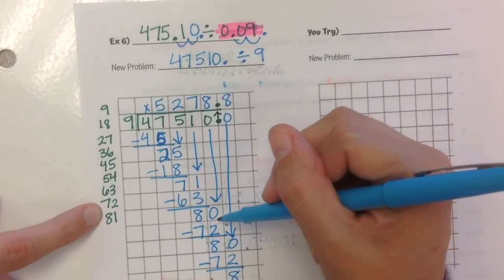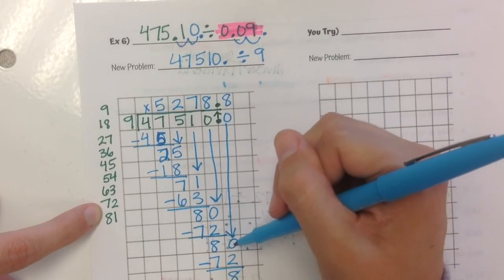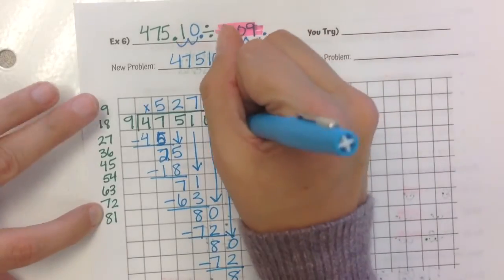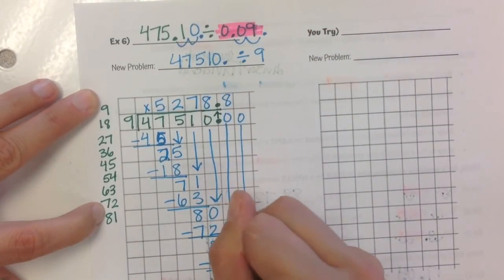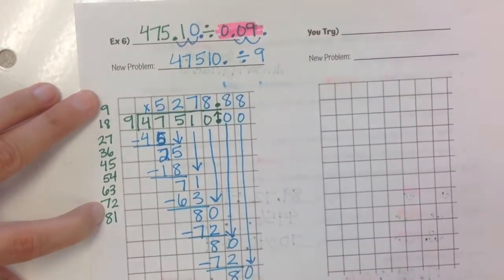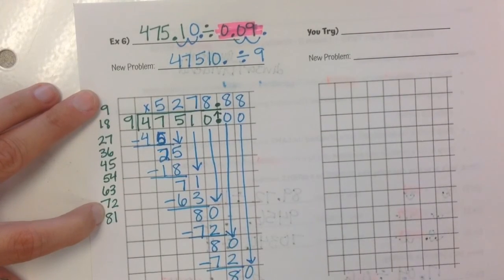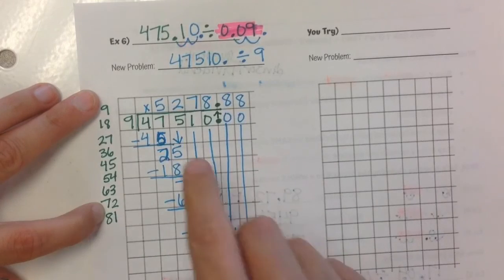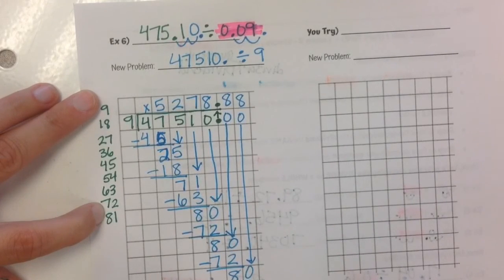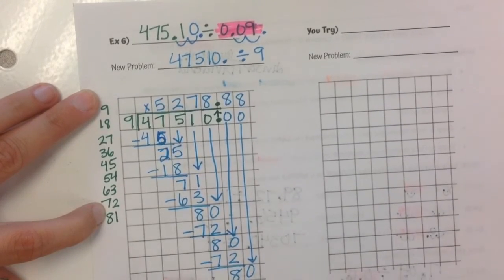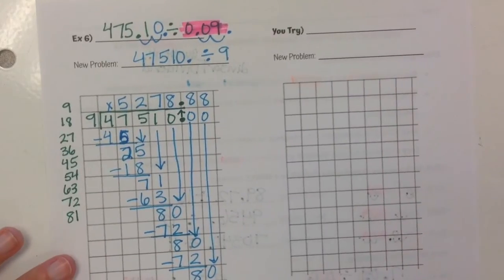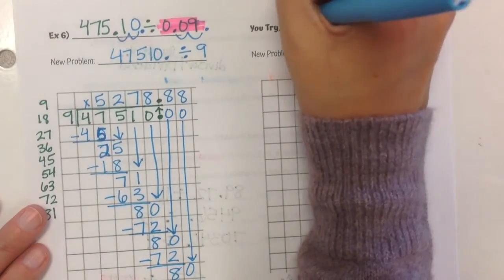If you'll notice, we have a pattern: 80 minus 72, 80 minus 72. And again, if we add a 0 and bring it down, we're going to get 80. It goes in 8 times. 9 times 8 is 72. 80 minus 72 is 8, and it's going to keep going. So I'm going to write this answer as 5,278 and 8/10 repeating. Now I want you to try this one on your own.